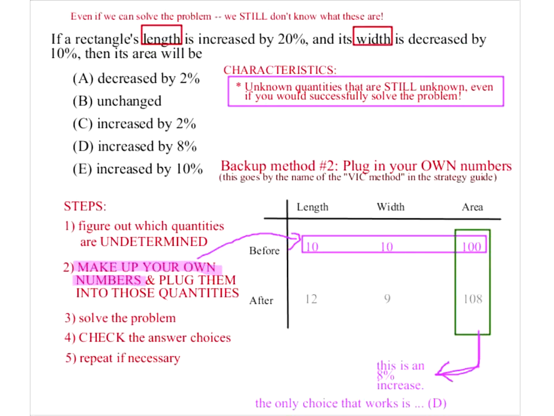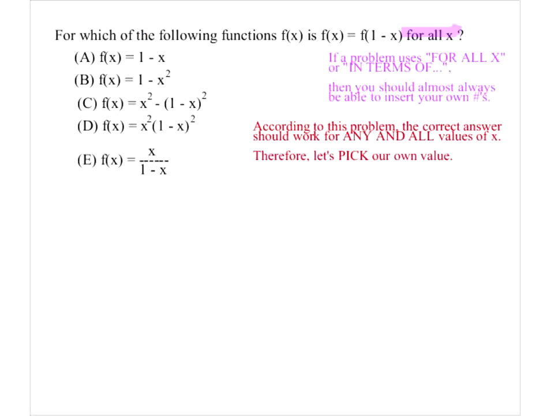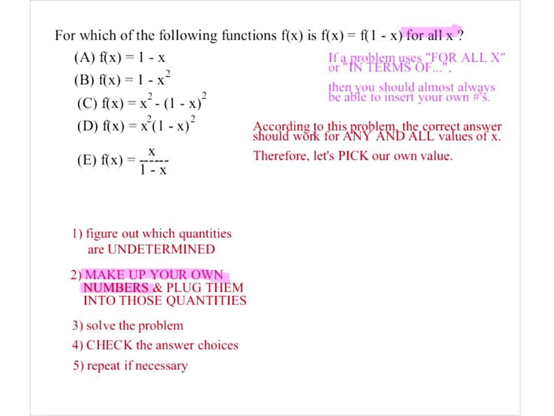Okay, so let's do that. Here are the steps of this method again. Figure out which quantities are undetermined. Make up your own numbers and plug them into the quantities. Let's get those highlights out of there. Okay. So in this case, the quantity that's undetermined is x. Even if you solve this problem all the way through, you're still not going to get a number for x. So let's just make up a number for x.